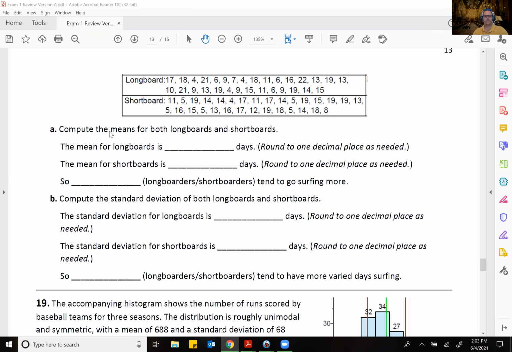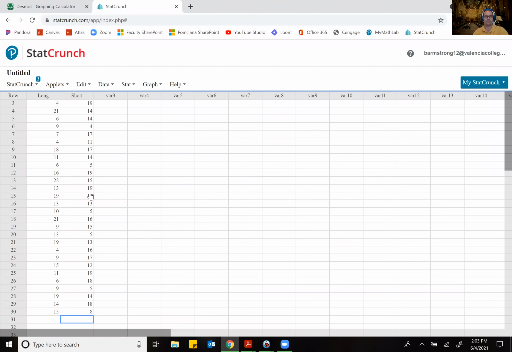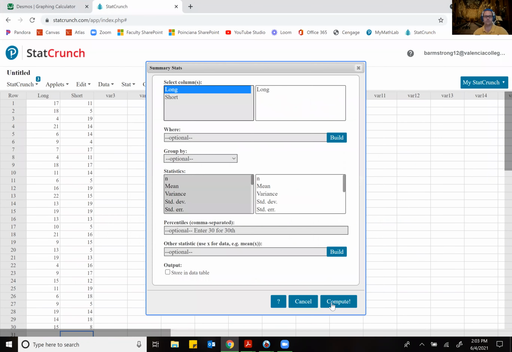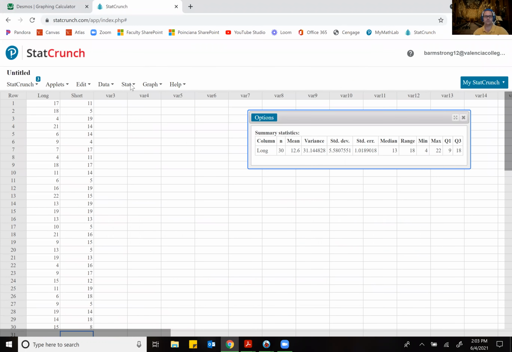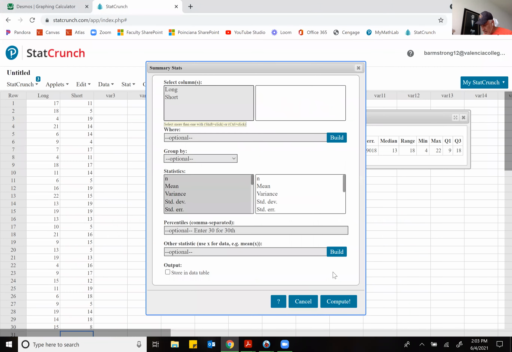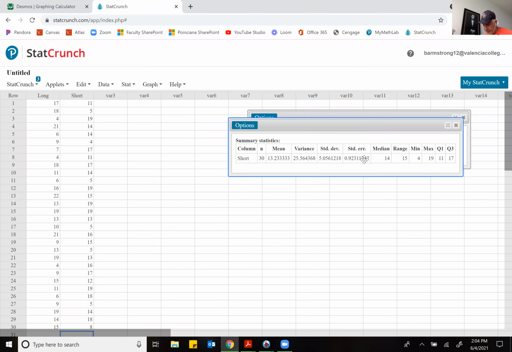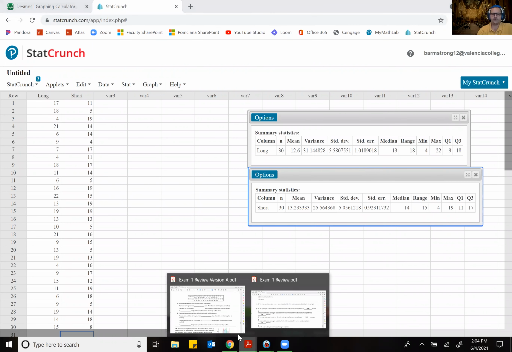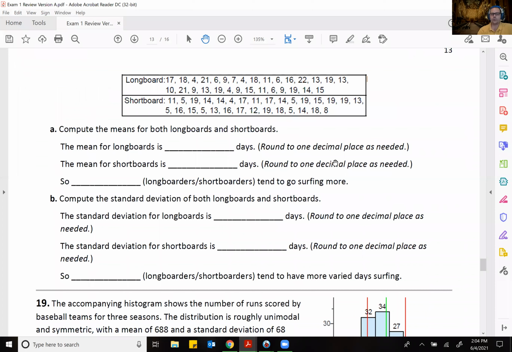All right, so all we're going to do in here, take our data that we have right here and do some quick summaries. So Stat, Summary Stats, Columns, long, Compute. There it is. Stat, Summary Stats, Columns, short, Compute. All right, now we've got all of our data to answer the questions. So going back real quick. The first one, I believe, is about the means. And you're going to round to 1 decimal place. So I need the mean for the long and the mean for the short. Let's grab that real quick.